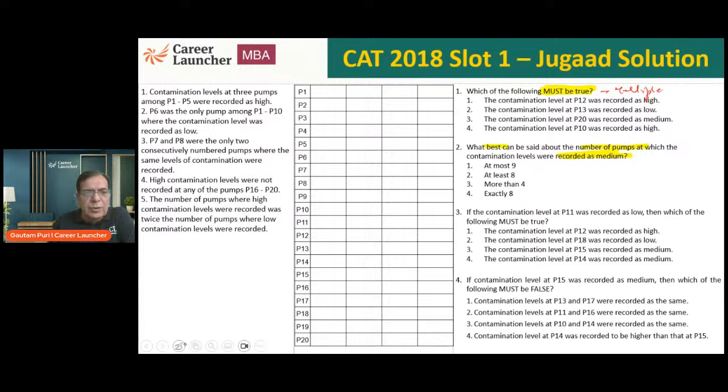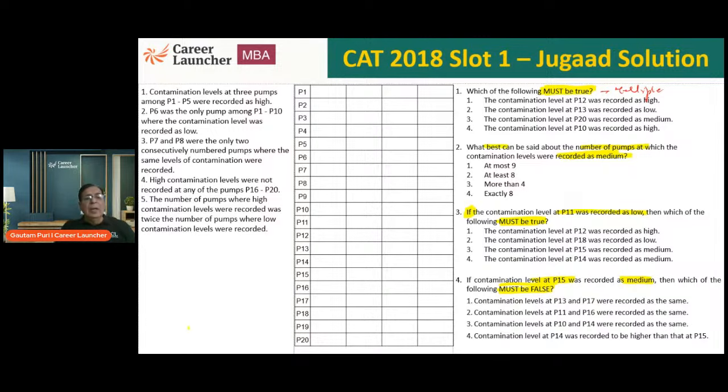Third question. A specific situation is given, and contamination level at that pump was recorded as low. Which of the following must be true? That means true in all possible cases again. Question 4. If contamination level at P15 was recorded as medium, then which of the following must be false? That means false in all possible cases.